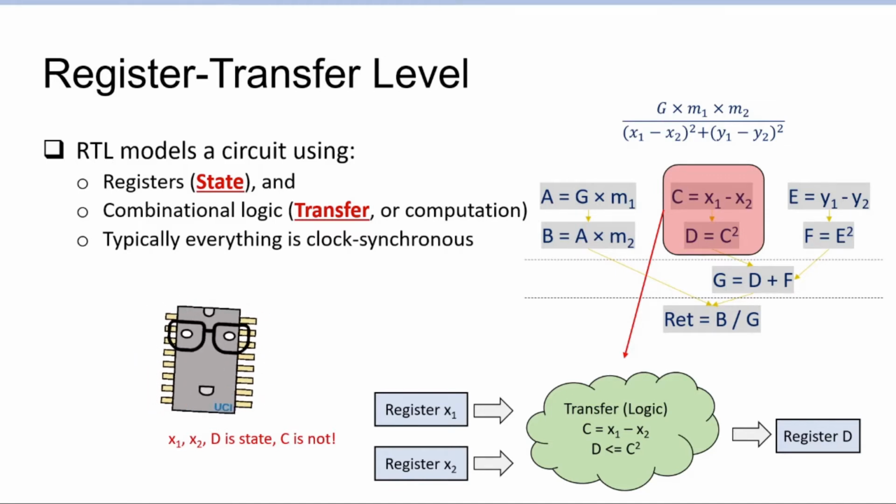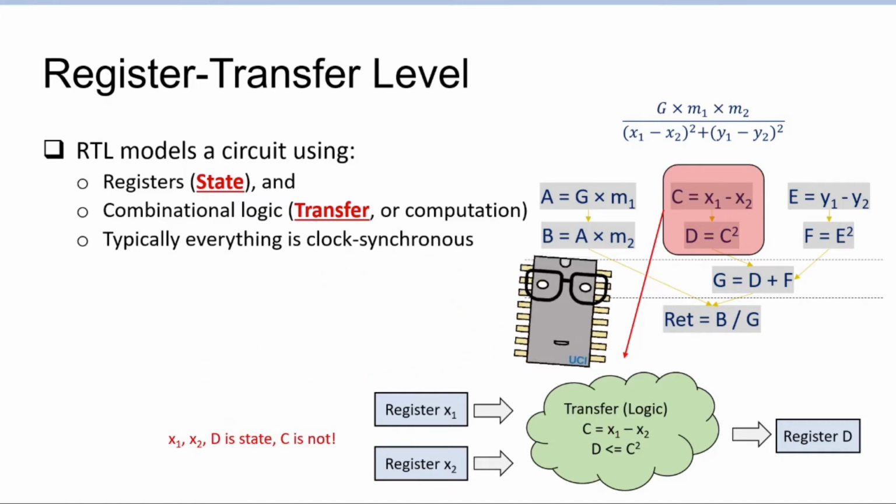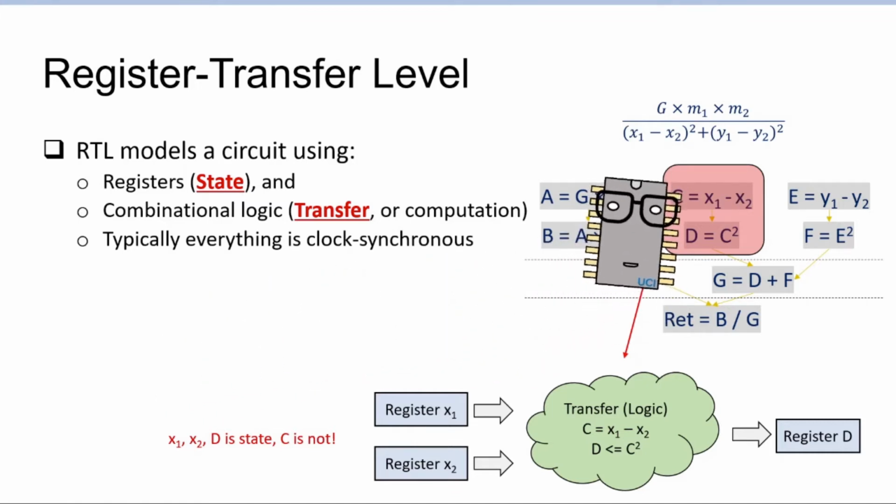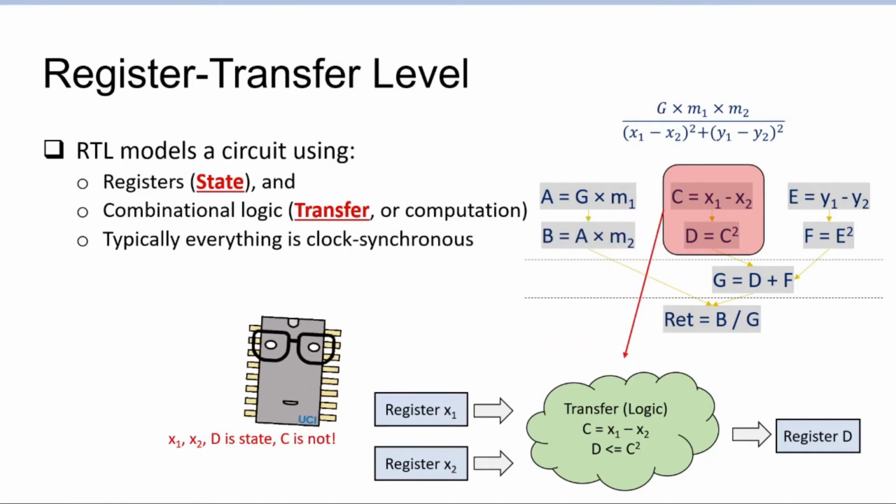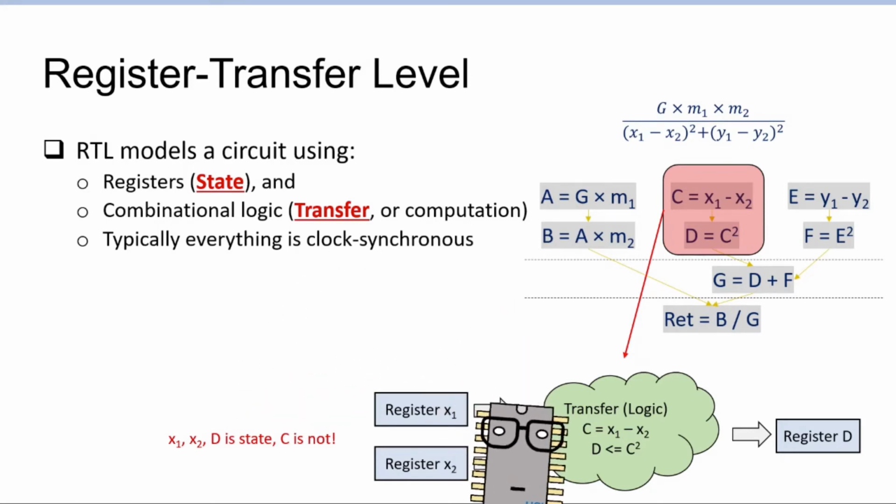And then D is also state, because we're using register D to transfer data to the next pipeline stage. So some other entity decides this RTL portion. C, although, is not state, because it is merely a temporary label given to a temporary variable we just calculated as an intermediate value, x1 minus x2.